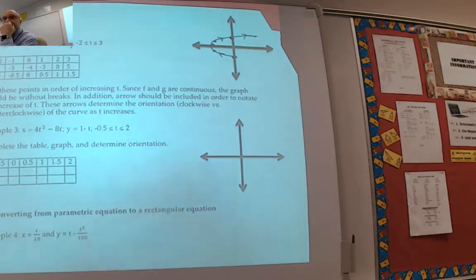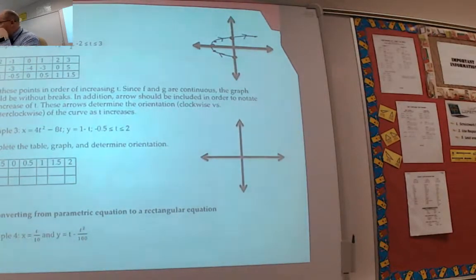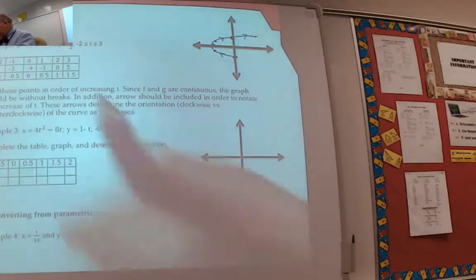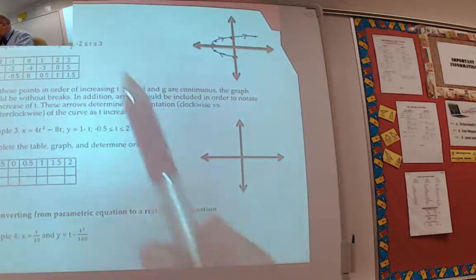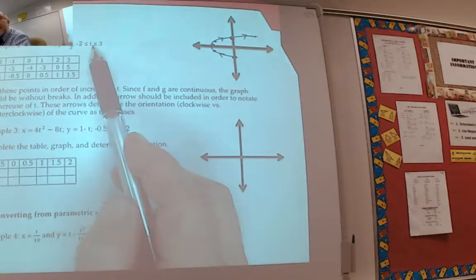Yes, sir. So say the order went 5, 1.5, then 0, 1, would it go the other way? Correct. Okay. Yeah, and I might have started at 0 and gone from 0 to 5.